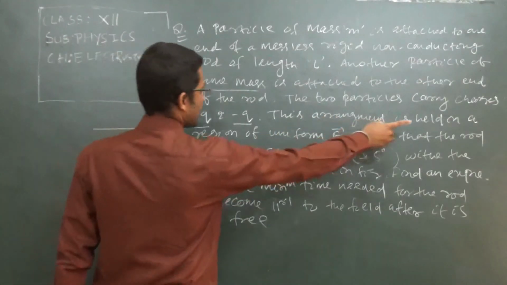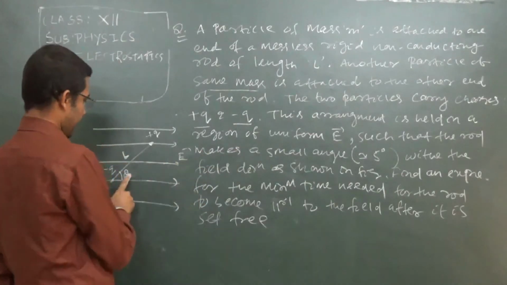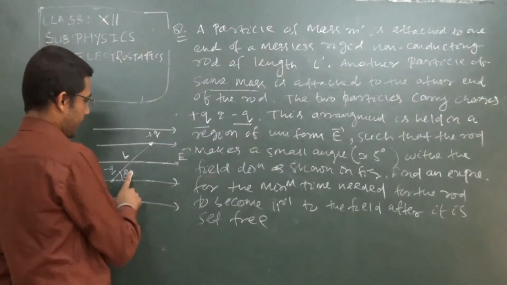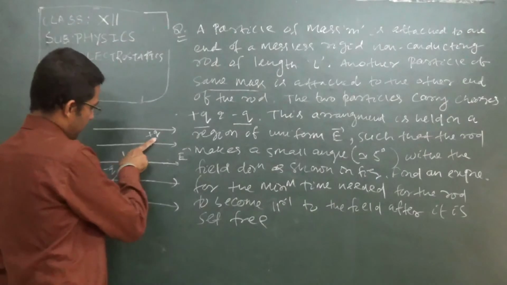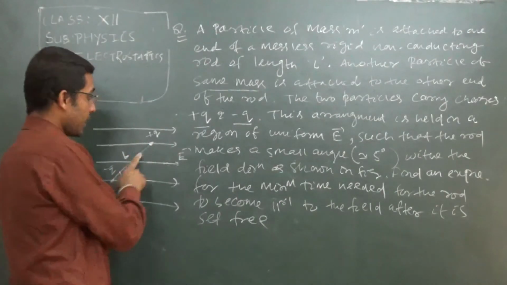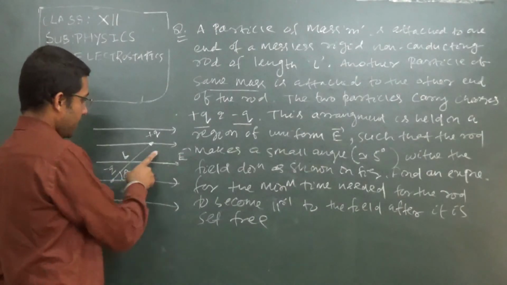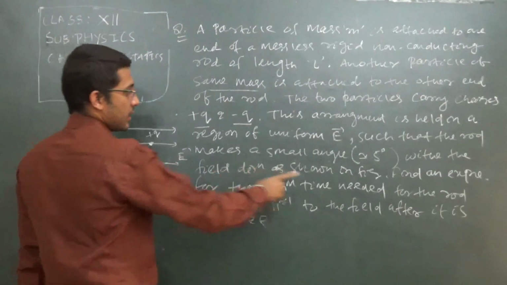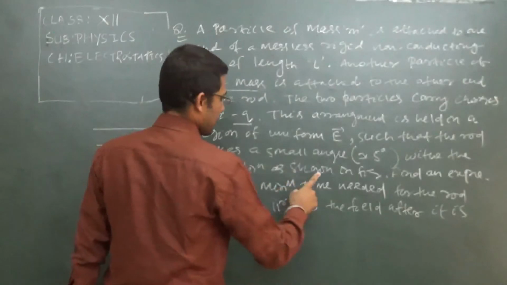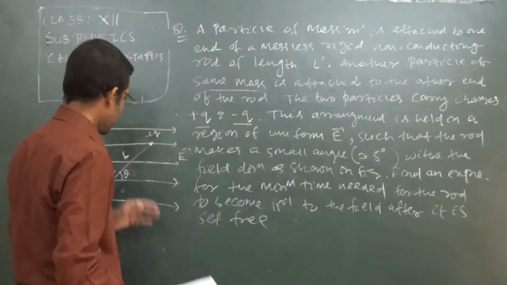Clear? This arrangement is held in a region of uniform electric field such that the rod makes a small angle, theta, let us consider, with the field. You need to understand this one. This is the rod of length L. One mass m1 is here, one mass m2 is here, and they contain charges plus q and minus q, and the angle theta between the rod and the electric field direction is shown in the figure. Find an expression for the minimum time needed, like this.